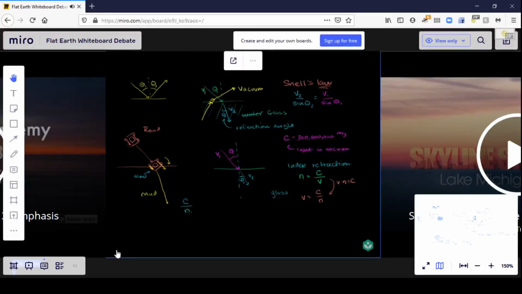Right here. So I'll call that n2. Right? This is material 2. That's the same thing as v2 over the sine of theta 2 is equal to v1, which is the same thing as c divided by n1, over sine of theta 1.